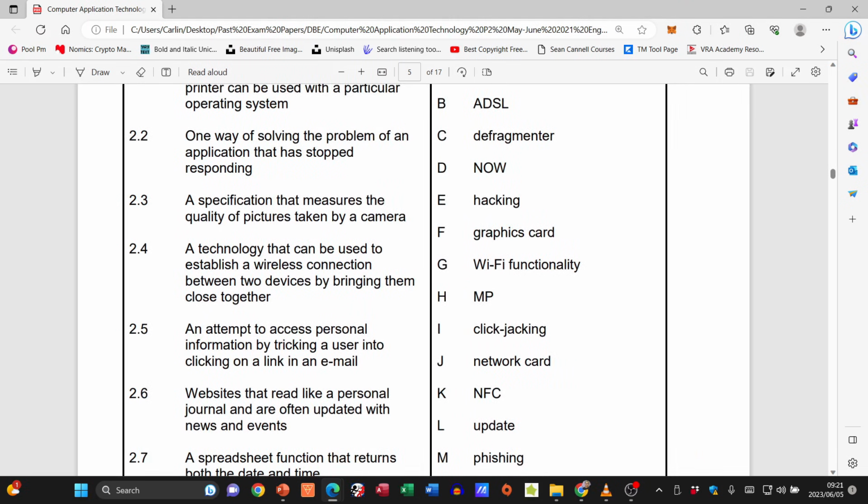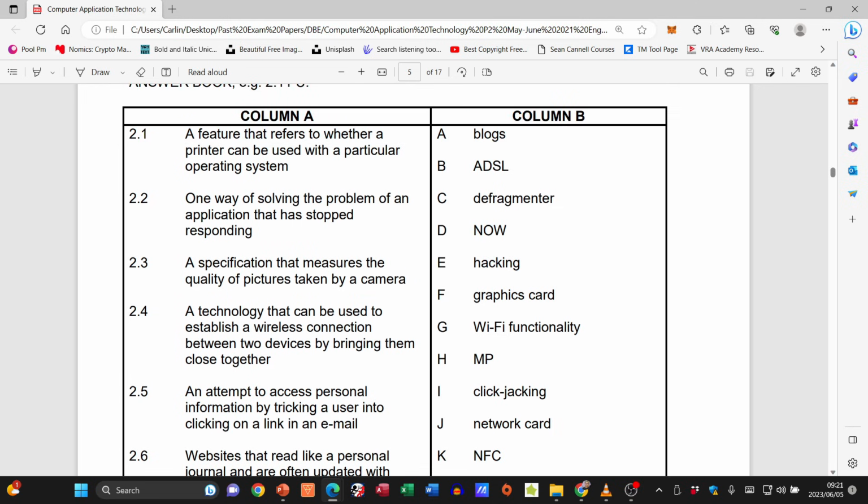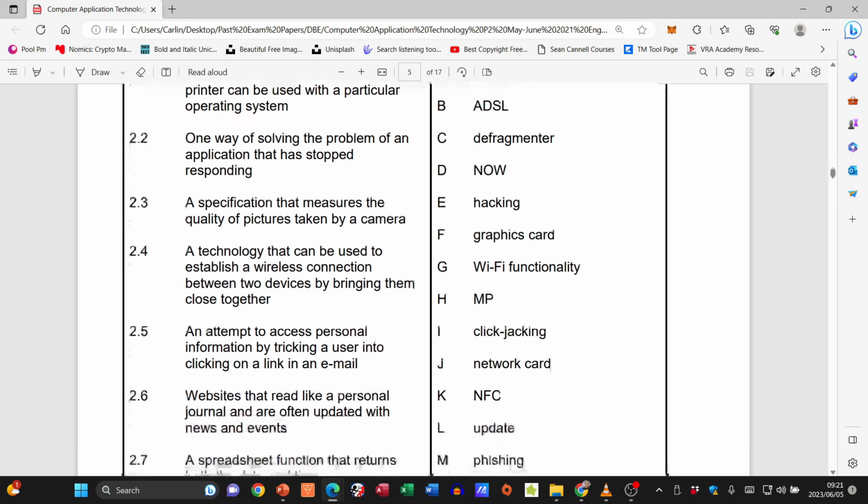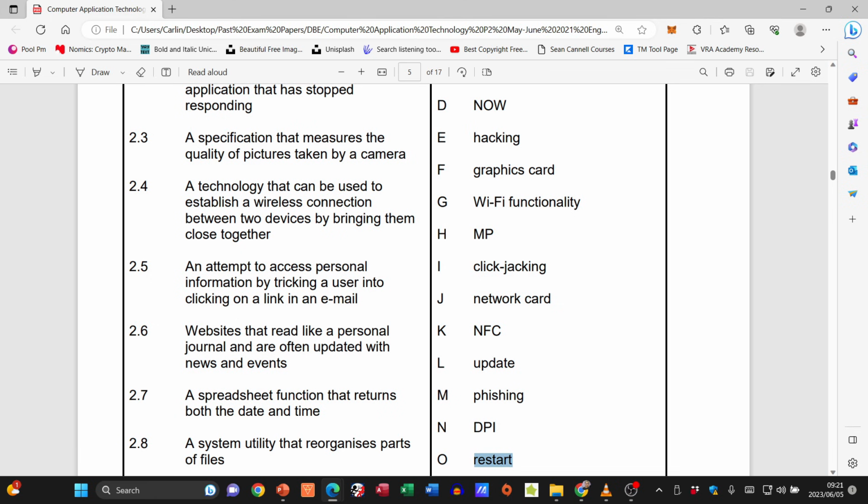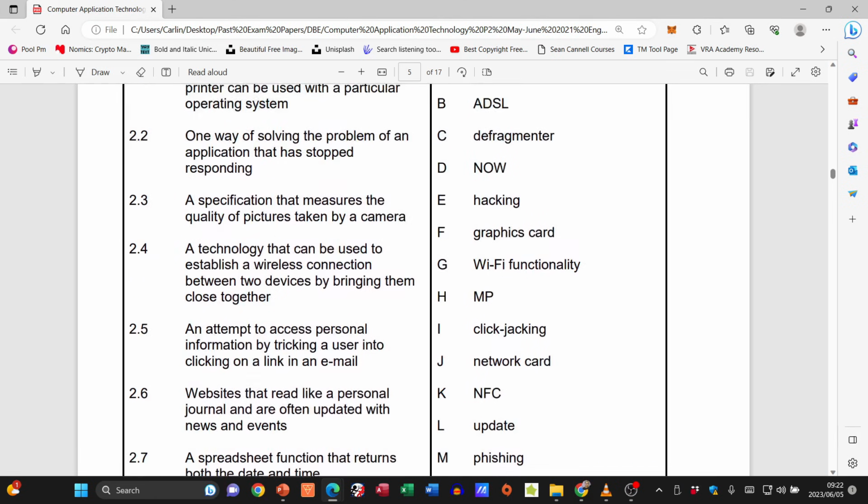Okay, 2.3, a specification that measures the quality of pictures taken by a camera. Okay, so now I know I'm going to be looking in terms of camera. I'm going to be looking at ISO rate, and I'm going to be looking at megapixels. Let's see what they have. But now they're saying a specification that measures the quality of pictures taken by a camera. And do I see anything over here? Yes, there we go. MP, what does that stand for? My megapixels.